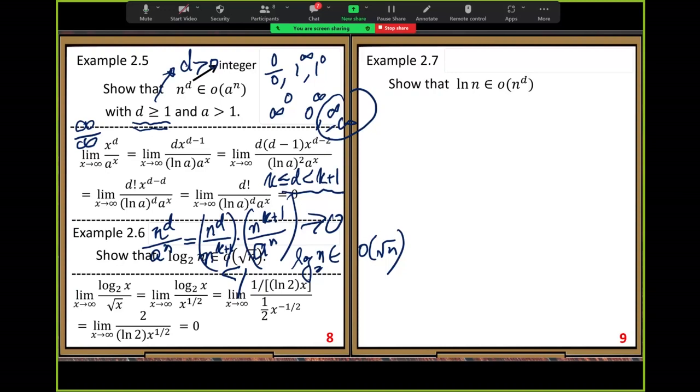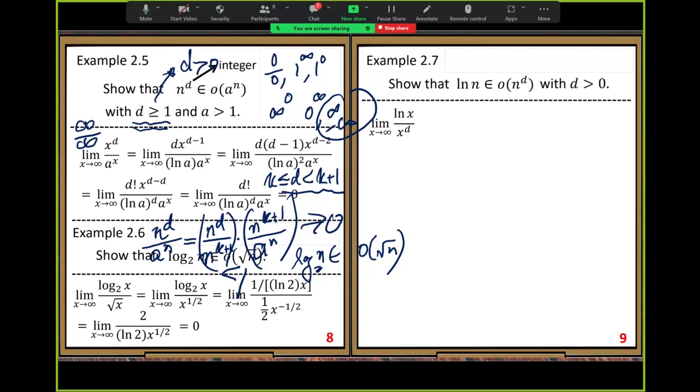So what's that d? d is a constant. But what is the range for that constant d? We only require d positive, greater than 0. That's all we need, d positive. And d does not have to be an integer.